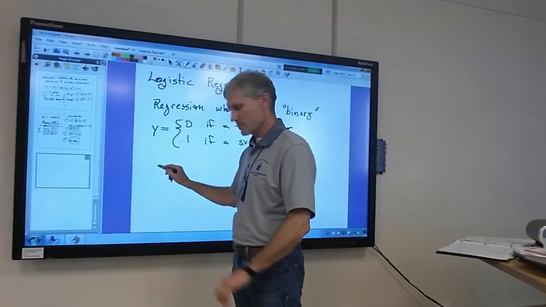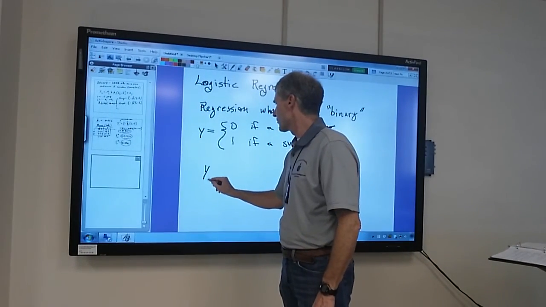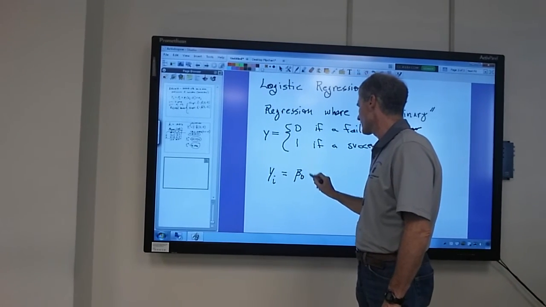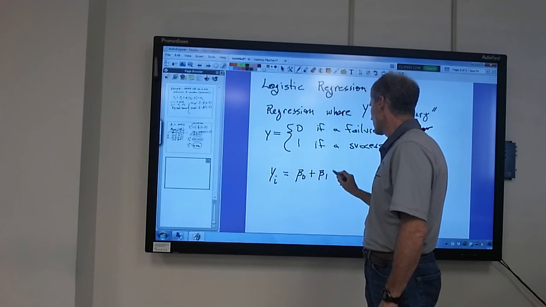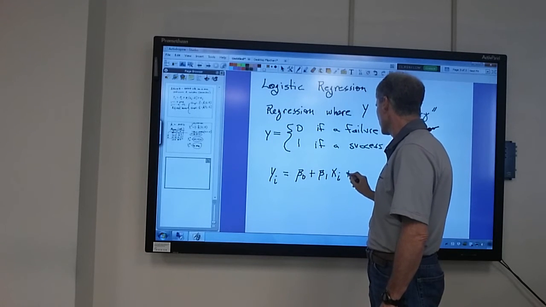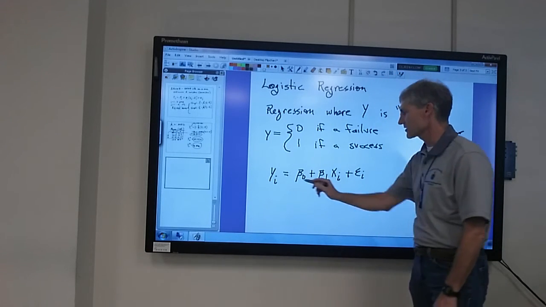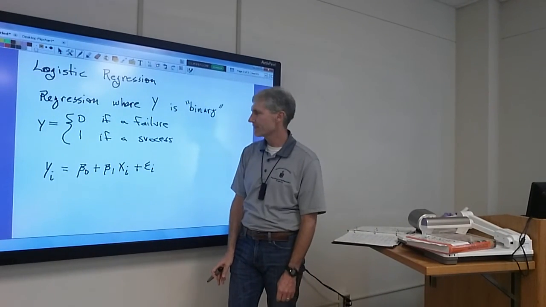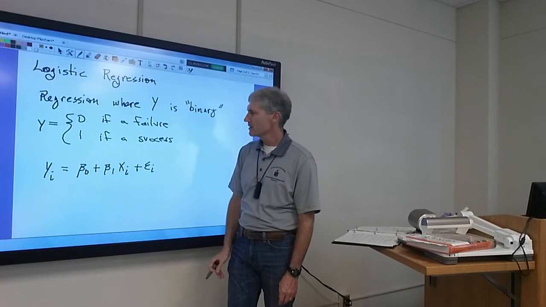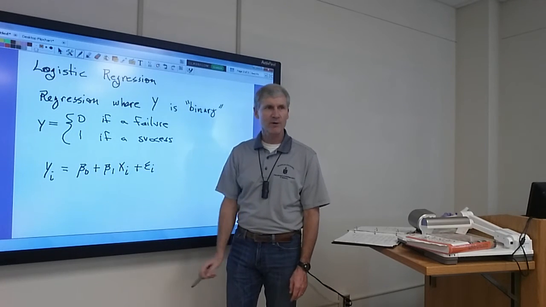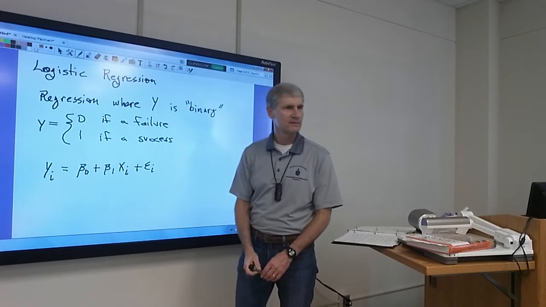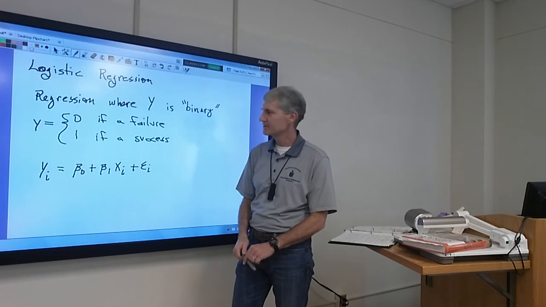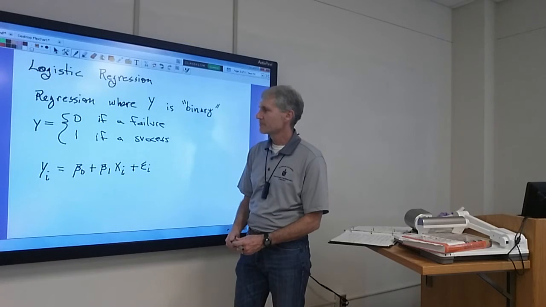So an ordinary model, yi equals beta 0 plus beta 1 xi plus epsilon i, that's a normal regression model which we learned back in chapter 10, right? With one variable. That won't work. Why won't it work? Because that suggests a number for y instead of a binary answer.